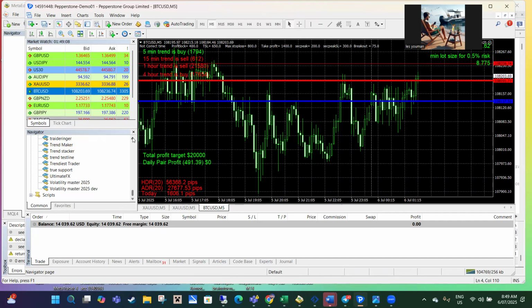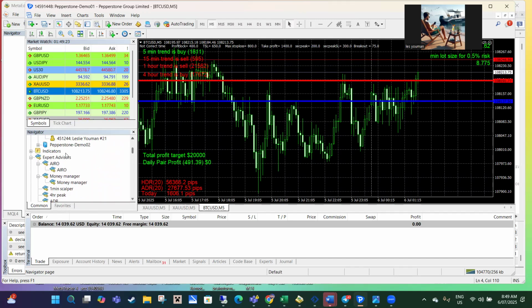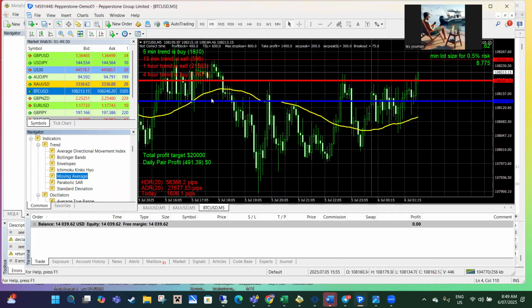If you were to load a template, these are all different EAs that I've made, bits and pieces of code. Way too many. I need to clear out the rubbish. Excuse my French. But yeah, if you had loaded a template, you would have also got a moving average, that yellow line added as well.